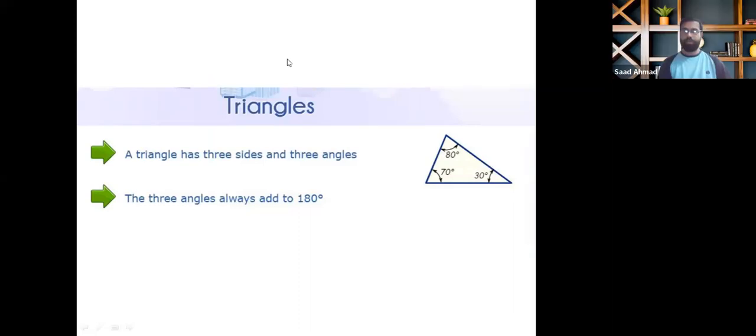Okay. So today the first thing that we're going to look at is triangles. A triangle has three sides and three angles. We all know it has three sides, three angles, and the three angles add up to 180. Okay, three angles add up to 180.